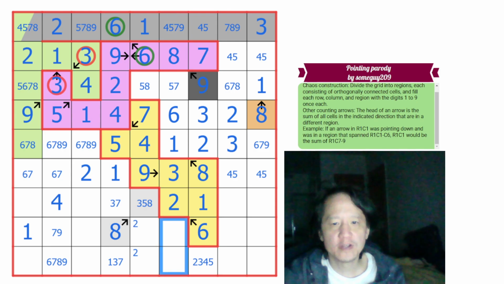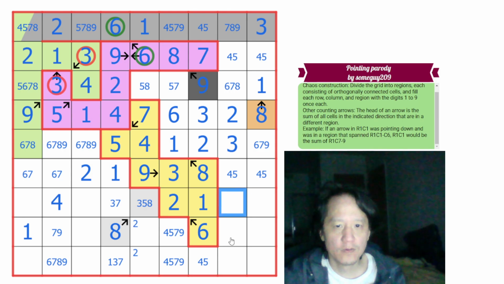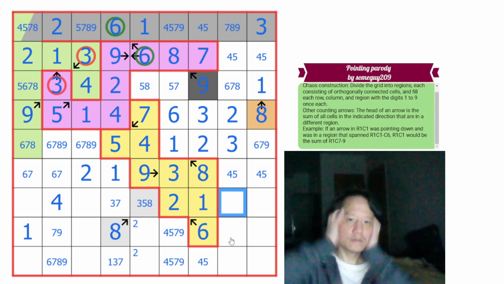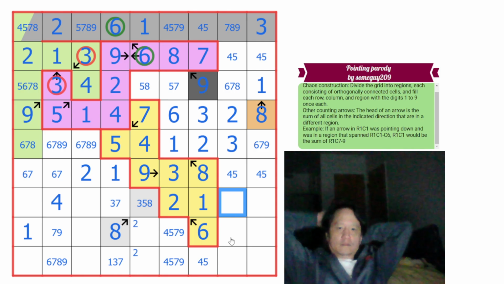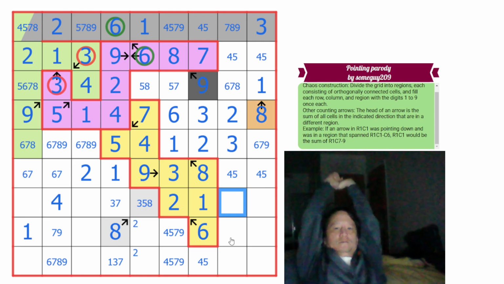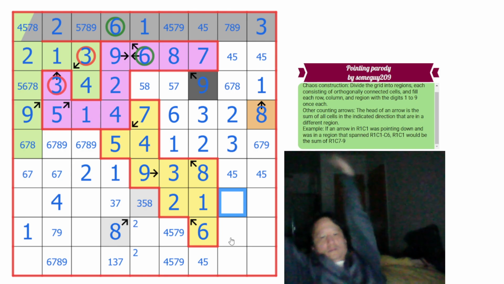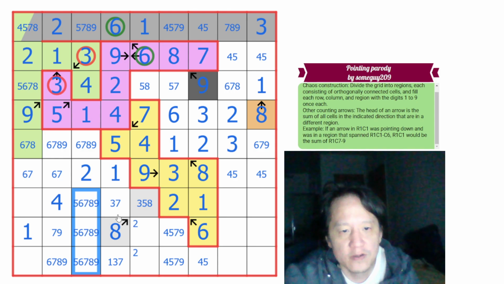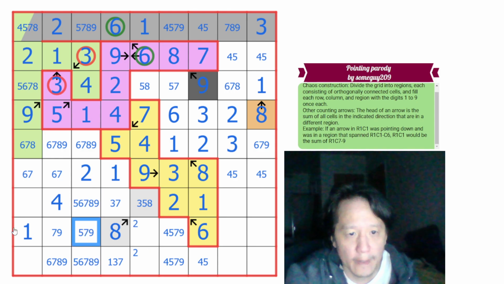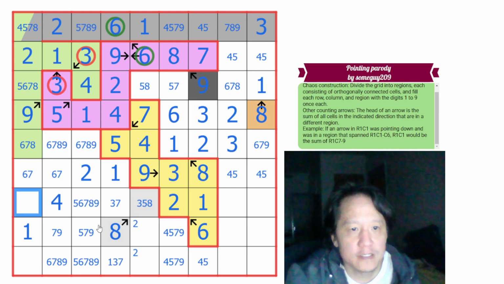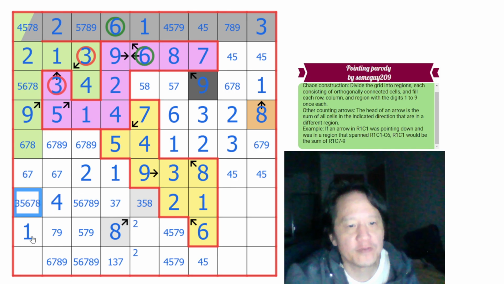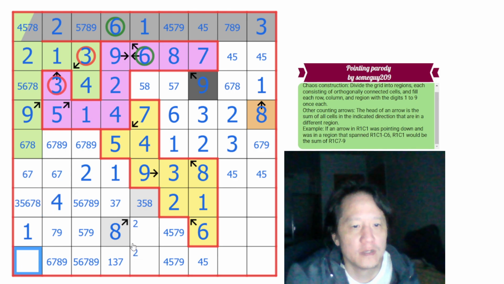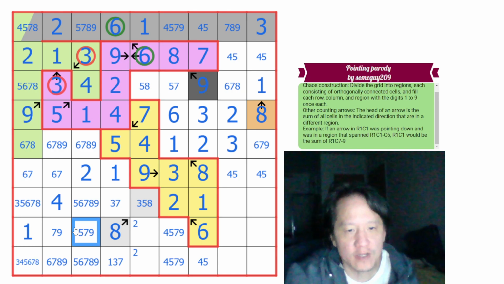This is 4, 5, 7, and 9. This can't be 2 or 3. So this is also 4 or 5. Okay. This is 5, 6, 7, 8, and 9. This can't be 6 and 8, obviously. This could be 3, no 4, 5, 6, 7, 8. And this is 3, 4, 5, 6, 7, 8.